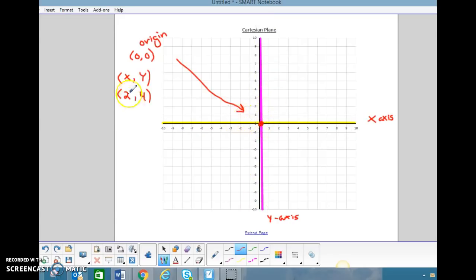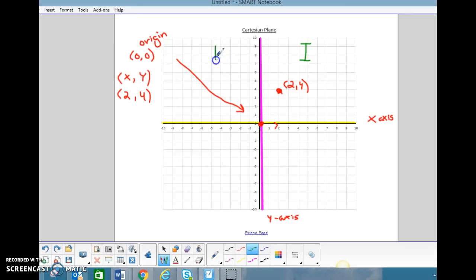So if I had 2, 4, I would start at the origin and I would move positive 2, and that's on the x-axis. So I moved 2 here in this direction, and then I need to move up 4. And once I've done both of those things, I could plot that coordinate, and that would be 2, 4. When we're in grade 6, we'll be using this quadrant here, just like the other video showed us. So this is quadrant 1.